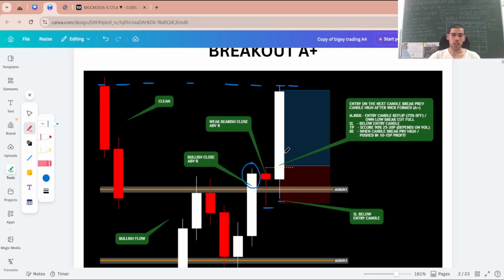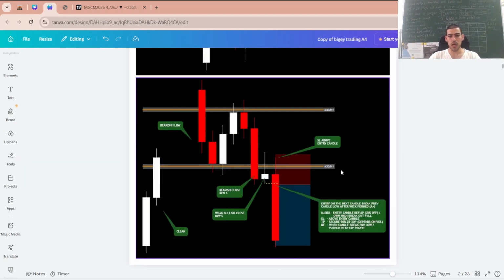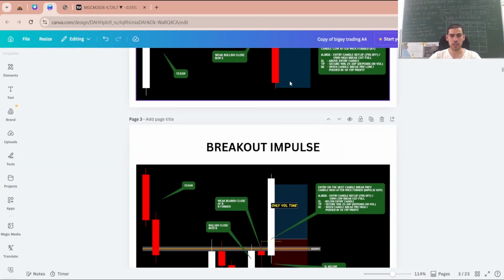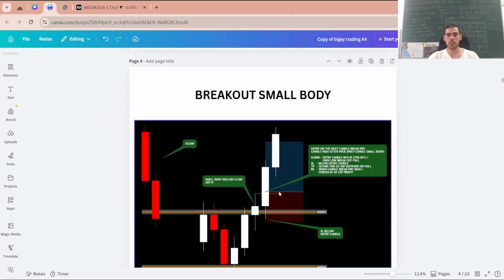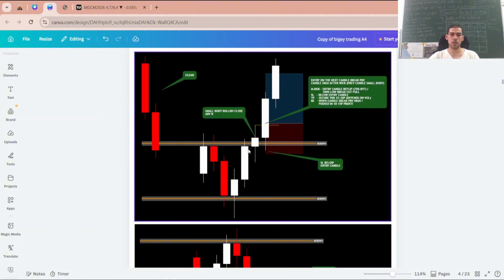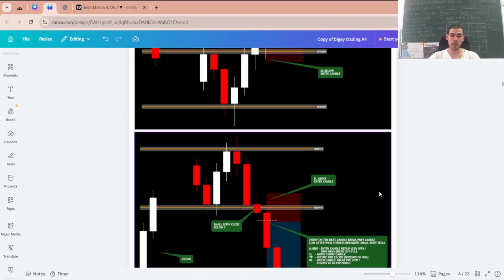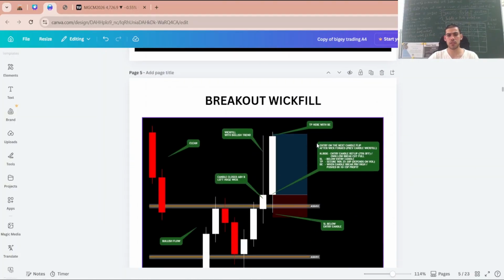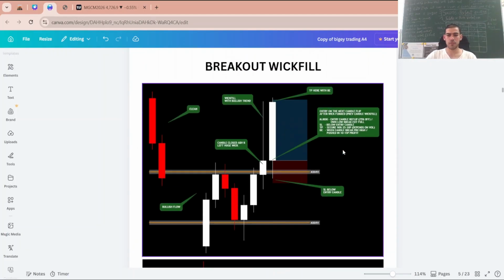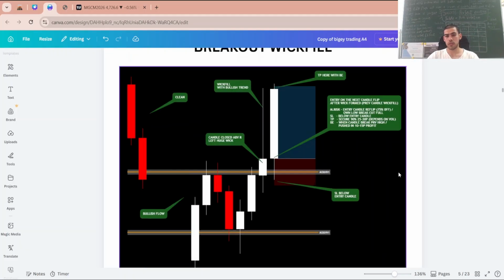Let me also show you the next one. We have many types of breakout. You can see here this is the sell, this is an impulse breakout, and this is a breakout with a small body. Look how weak this candle closed. For every breakout setup, it has different criteria, different stop loss, and different win rate. That's why you should have your own journal to study this.